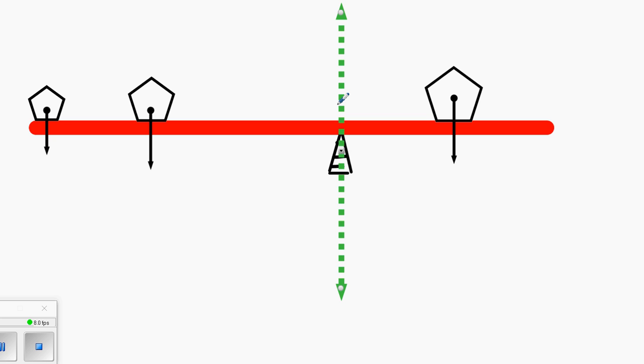And then we're going to find the moments on the left and the moments on the right. So let's start with the moment of this object we're going to call 1. This one we're going to call 2, and this one we are going to call 3. So the moments on the left are the moment of object 1, which has force 1. This one has force 2, and this one has force 3.